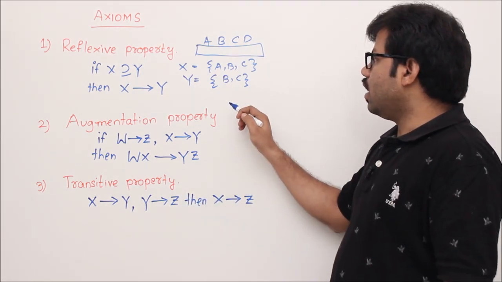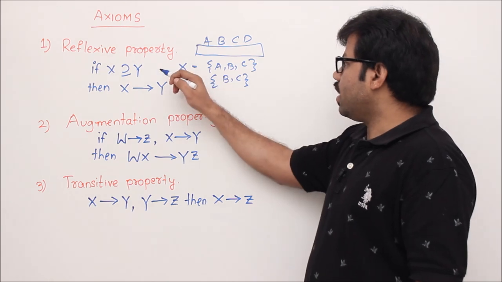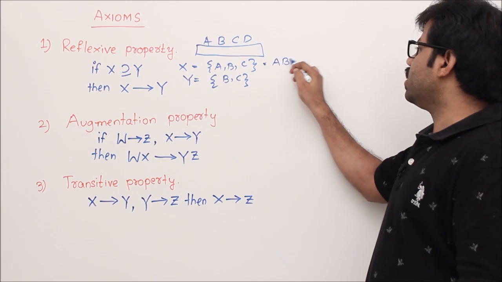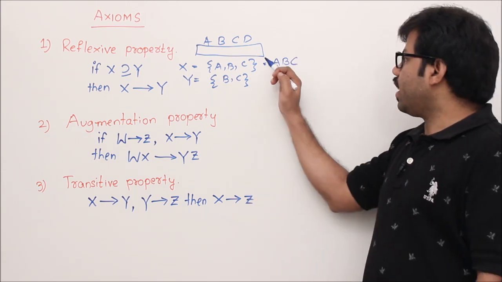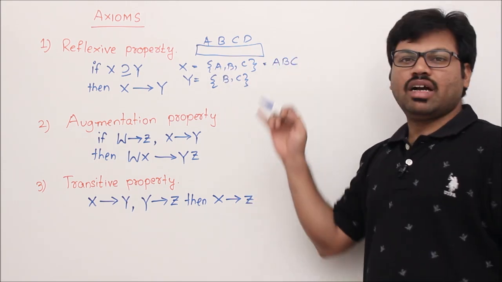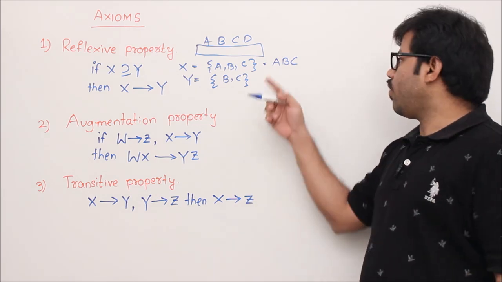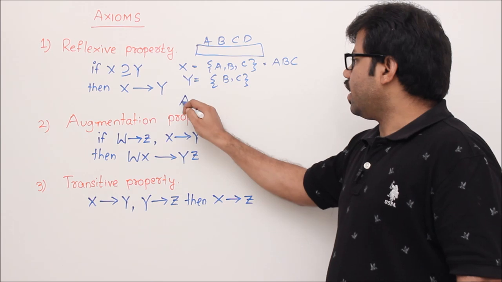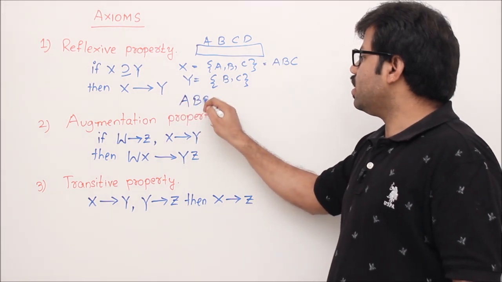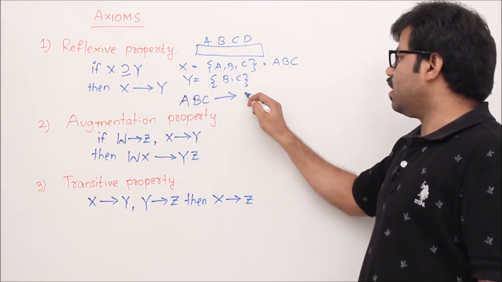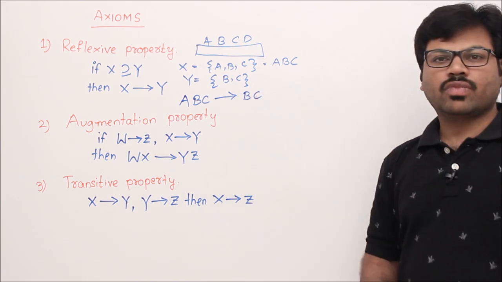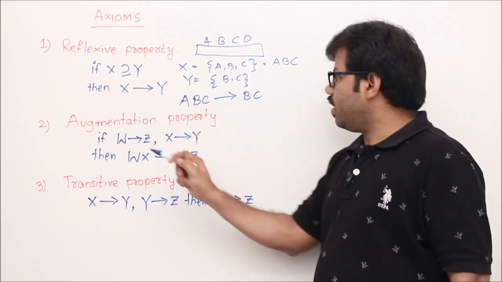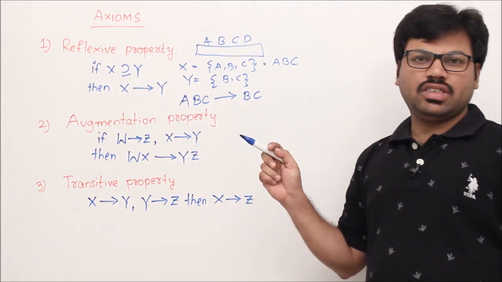From now onwards, either I write x as a, b, c, or I can take x as abc. There is no difference. If I take abc or a, b, c, my intention is some set of attributes abc. Now this rule says that x, meaning abc, determines bc. Since x contains y, why abc determines bc is obvious.